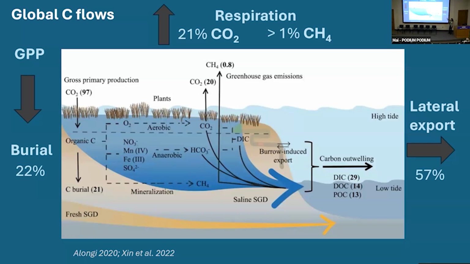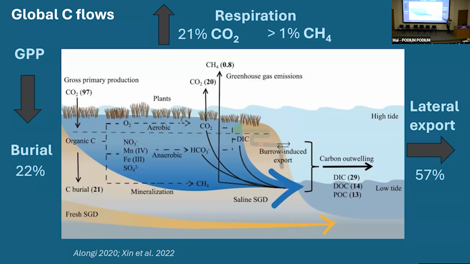This is a diagram that shows a generalized carbon flow through salt marshes. It's estimated that on a global scale, 97 teragrams of carbon enter salt marshes every year through gross primary productivity, so the production of wetland plants primarily, but also algae. Of that gross primary production, an estimated 21% is emitted back to the atmosphere through respiration, both plant respiration and microbial decomposition, as carbon dioxide. A lower percentage, less than 1%, is emitted as methane. This percentage likely increases in fresher water wetlands.